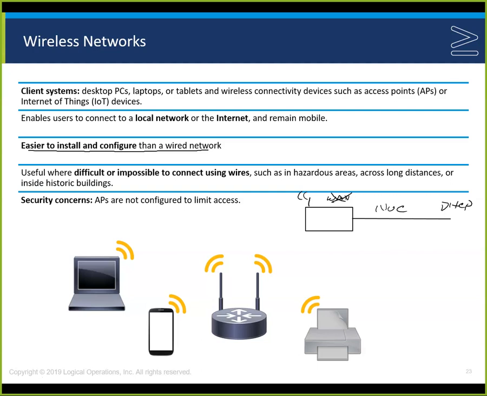Another use is when it's difficult or impossible to connect using wires. Let's say that you have two buildings across the street from each other, and the city says, no, you cannot run a piece of coax or a piece of fiber or anything across the street. We could set up a wireless bridge to bridge from one to the other.